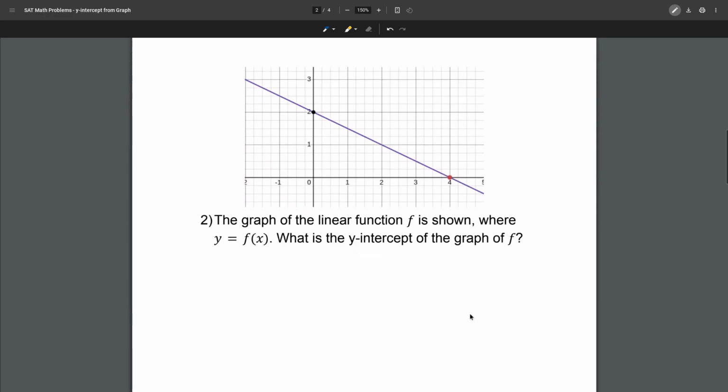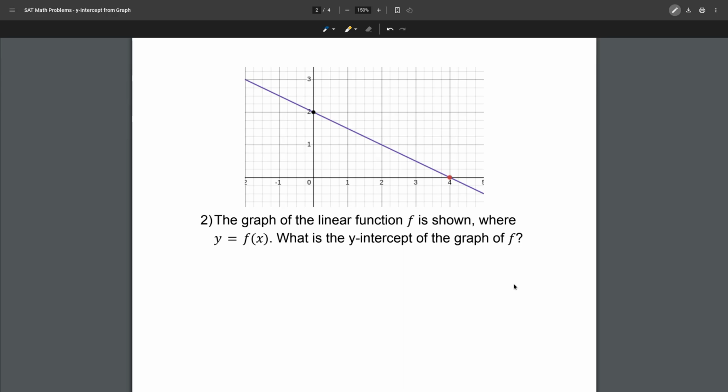All right, so let's look at this one. We have another graph with the same question. The graph of the linear function f is shown, where y equals f of x. What is the y-intercept of the graph of f? Okay, so pause the video if you need to.